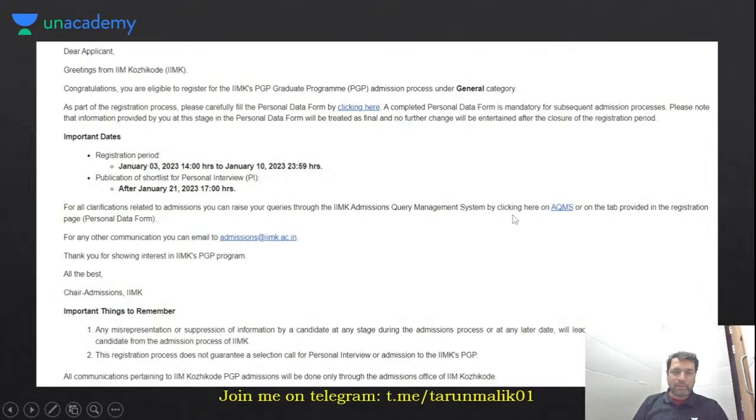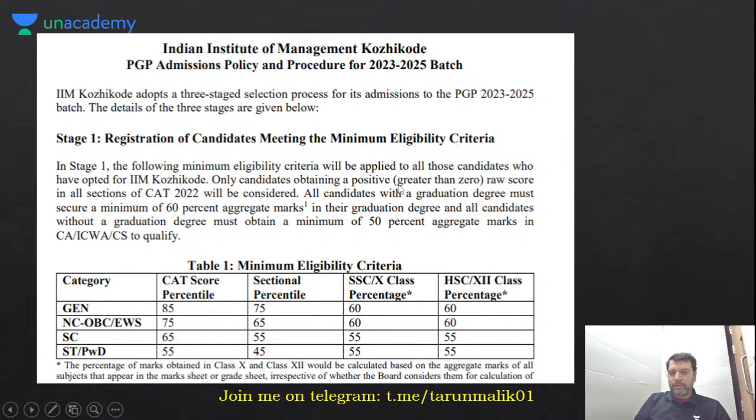You have to fill it before 23:59, before 12 at night. It will ask for your personal data, your 10th and 12th marks, your experience, gender, and so on. Now what generally happens in IIM is that the basic criteria is: whoever has a CAT score of 85 percentile in the general category, with sectional percentile of 75, and SSC and 12th percentage of 60, will get a first stage call.